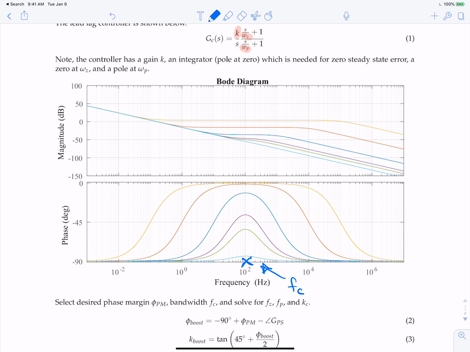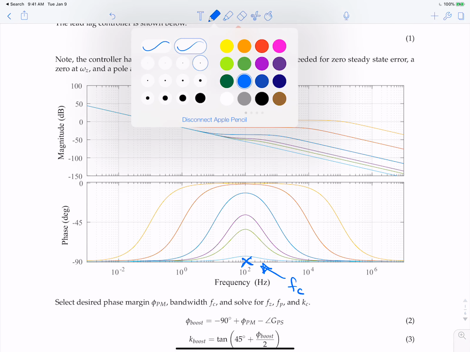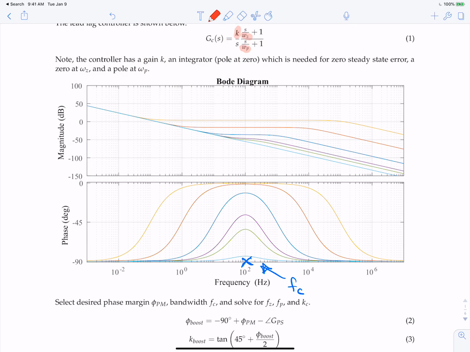Now this is interesting because by centering the pole and zero around a particular frequency, I can set how much phase boost I want. For instance, if I pick this controller in green, I would get this much phase boost at 100 hertz. Or if I picked the purple one, I would get this much phase boost from this controller at that frequency. And so what we're actually going to do is place the pole and zero at the proper location so we get the desired amount of phase boost at a particular frequency.